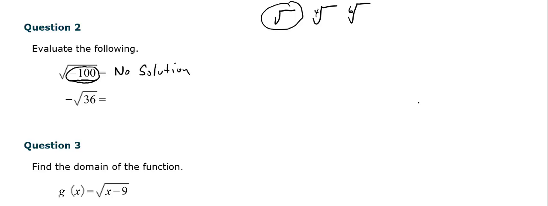Now, it's okay if the negative is on the outside, because what this is asking us when it says the opposite of the square root of 36 is we know our answer is going to be negative, and we're looking for the value multiplied times itself that gives you 36, and that would be 6. So our answer for this particular problem is negative 6.